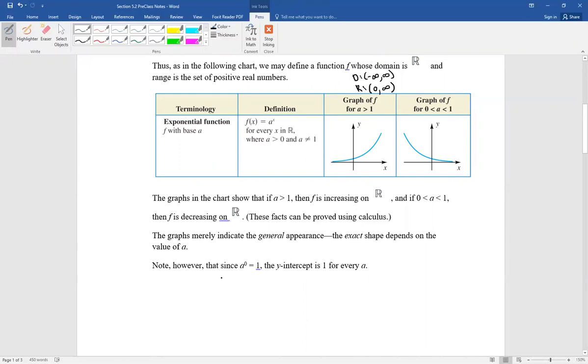Note, however, that since a to the 0, so any base to the 0 power, is 1, then the y-intercept is equal to 1 for every a. So as long as there's no shifting vertically or horizontally, your y-intercept is going to be at (0, 1) for a to the x.